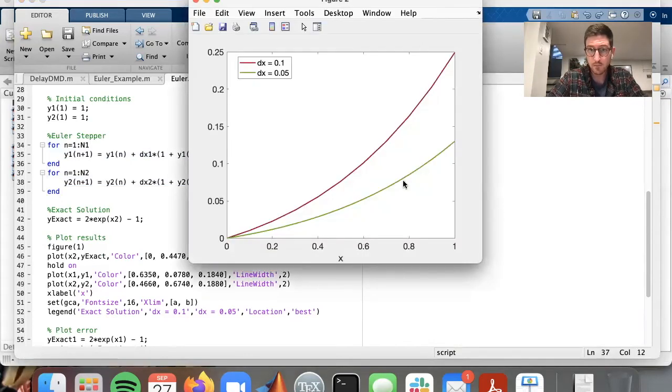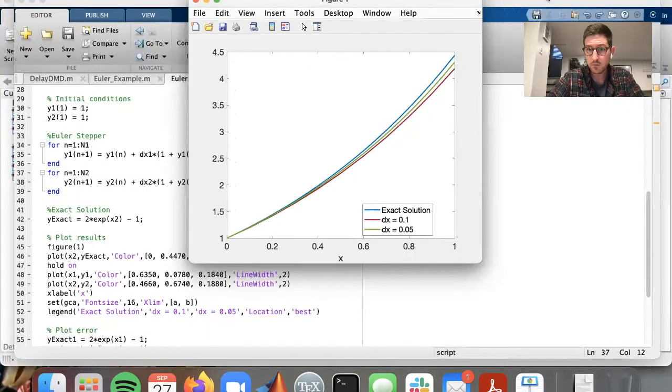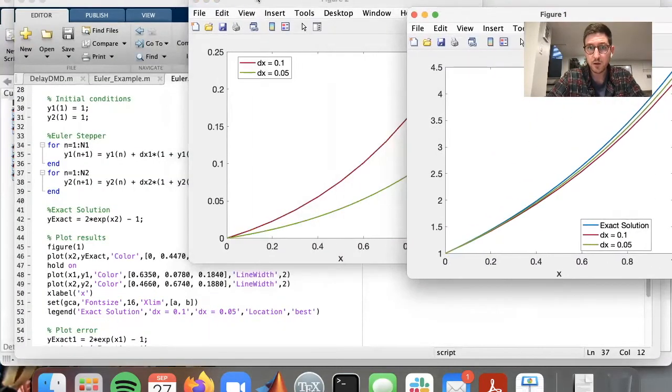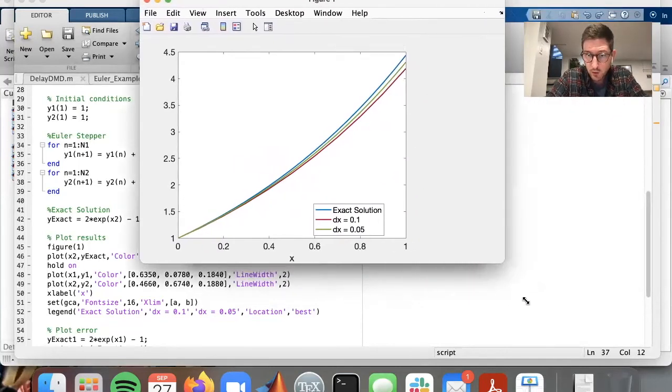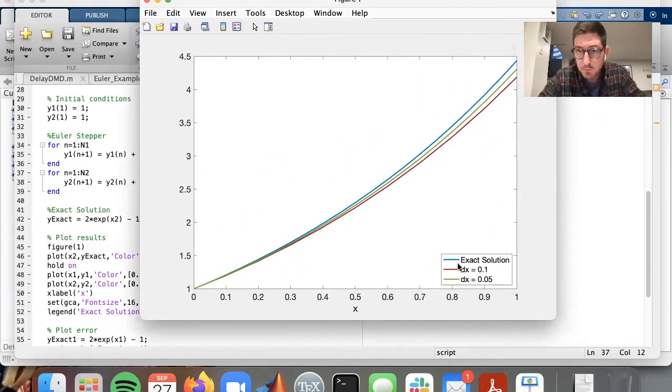We get two figures coming out of this. So let's start with figure 1. So what are we looking at in figure 1? Well, you can see from the legend here that the blue curve is the exact solution. Then the red curve, a little bit further away from the blue curve, is the solution with dx, or h, equal to 0.1. And the green curve is the solution with h, your step size, or dx, equal to 0.05.